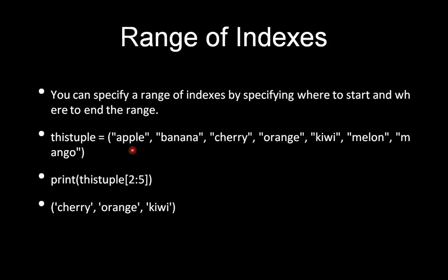You can clearly notice that apple has index number 0, banana has index number 1, cherry has index number 2, orange has index number 3, kiwi has index number 4, and melon has index number 5. Melon is not going to be given as output here. When I specify 2:5, the element at the fifth index number is excluded, so 2, 3, 4 will be printed. That's why you got the output cherry, orange, and kiwi.